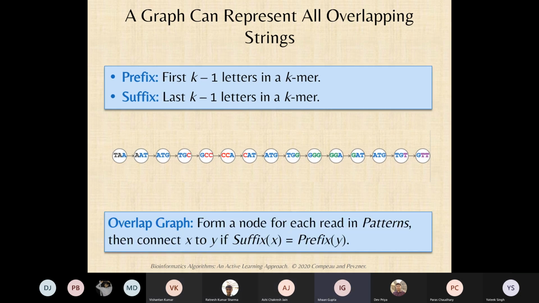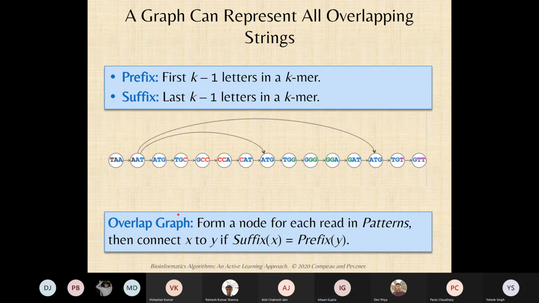Okay, so an overlap graph is formed when you have a node from each read in the set of patterns. So patterns here represent all the reads, and then you connect two nodes x and y if the suffix of x, AA, is the prefix of y, AA here, right? If these are the same, then we connect the nodes. Okay, so let us see.